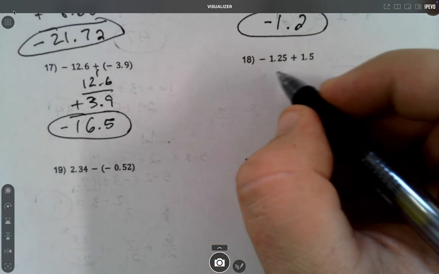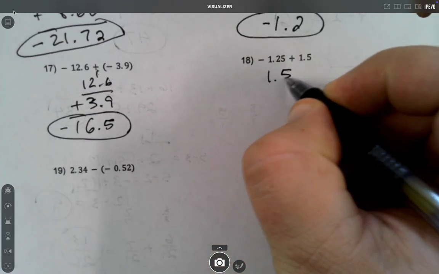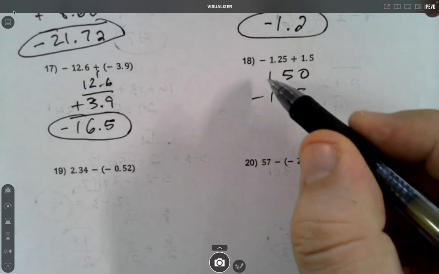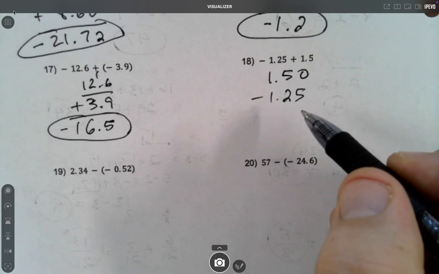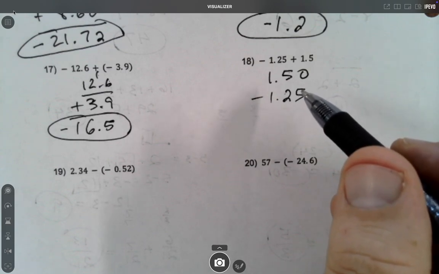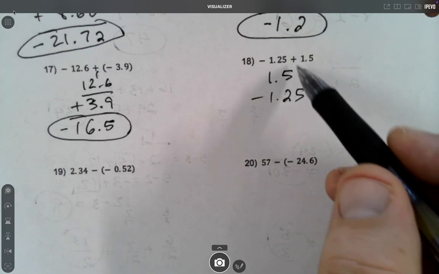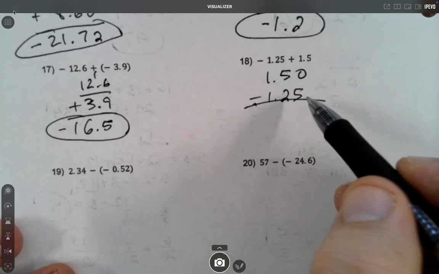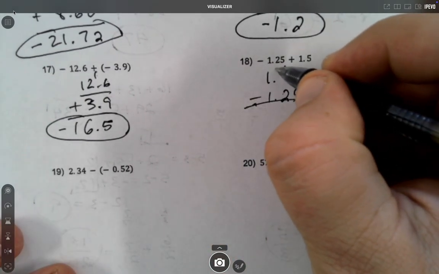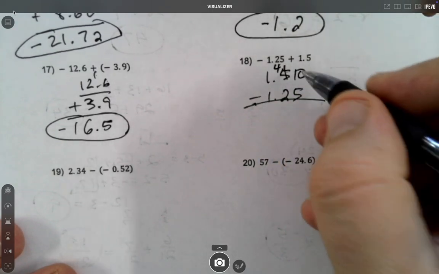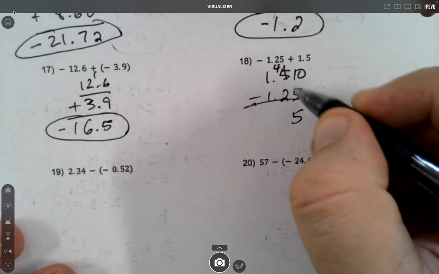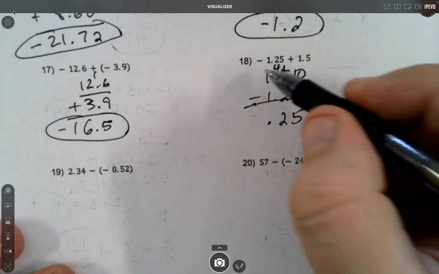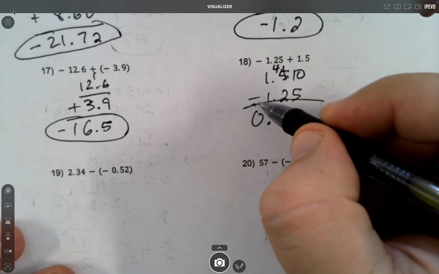Okay, we have different signs, so we do the bigger one minus the smaller one. And notice, because the smaller one had an extra decimal place, I had to add an extra decimal place to the bigger one as well, so they both have 2 decimal places. Well, we can't do 0 minus 5, so we'll have to borrow 1 from the 5. 10 minus 5 is 5. 4 minus 2 is 2. We put the decimal place there. 1 minus 1 is 0.